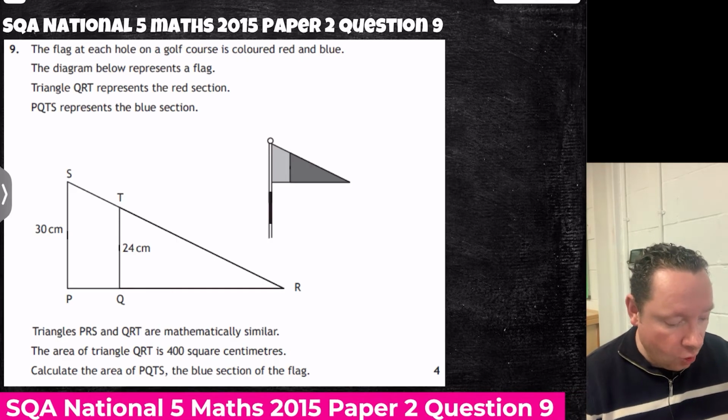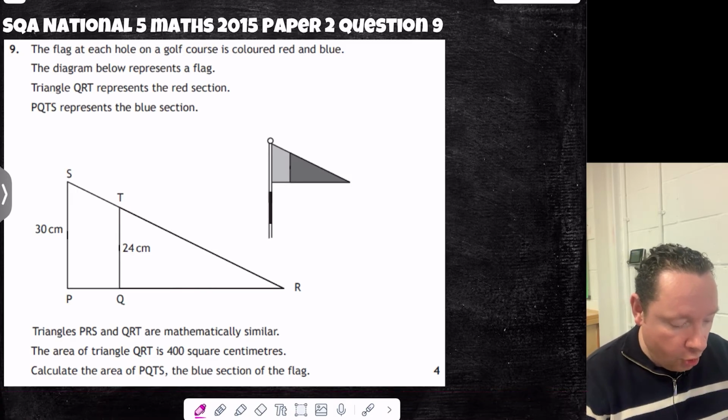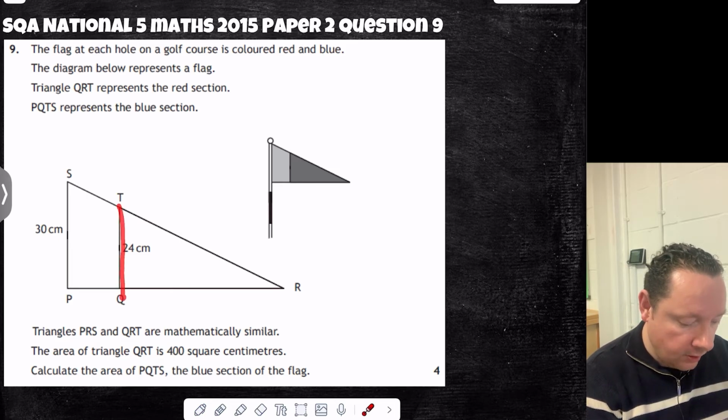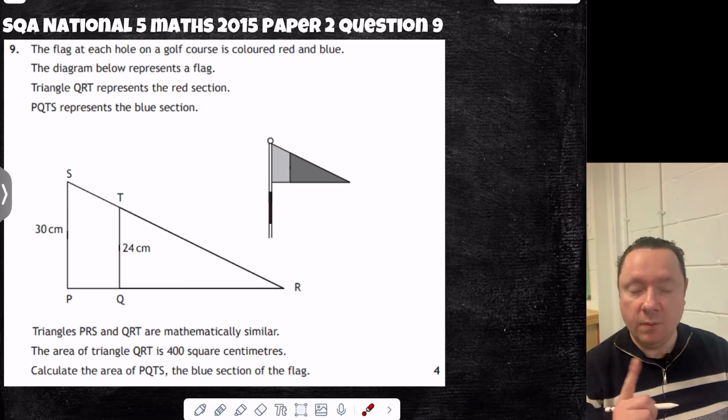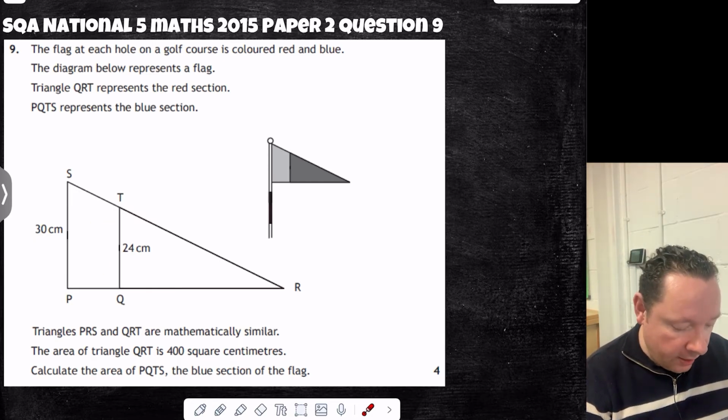A flag at each hole on a golf course is coloured red and blue. The diagram shows the flag. It says triangle QRT is red and PQTS is blue. So this small triangle is the red bit, and then this bit here is the blue bit. And it says they're similar, so it's similarity. The area of triangle QRT is 400, find the area of the blue section.